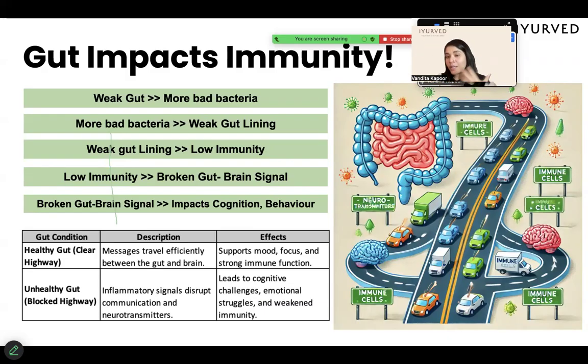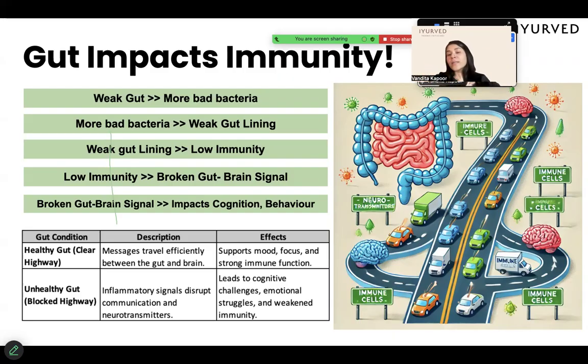And when there is a broken brain and gut signal, it impacts again your cognition and your behavior. Which means whether you look from this side or this side, whether you have weak immunity, it is impacting the gut. If you have weak gut, it is impacting the immunity. You need to make sure both these things are equally strong.